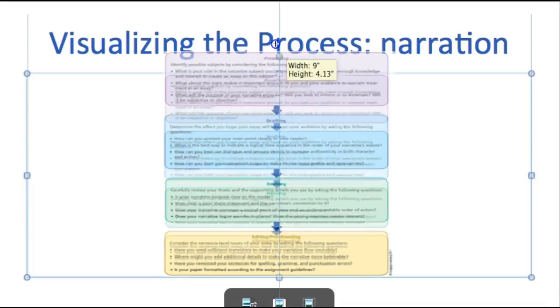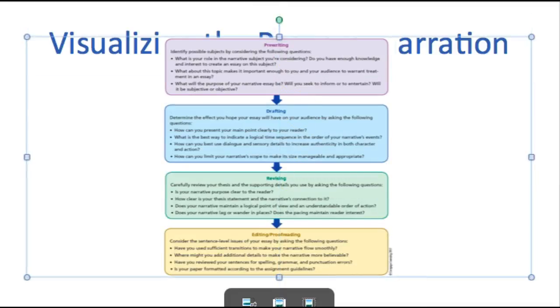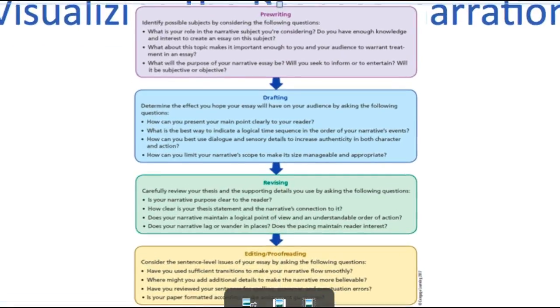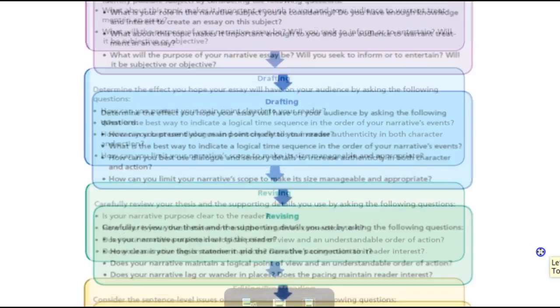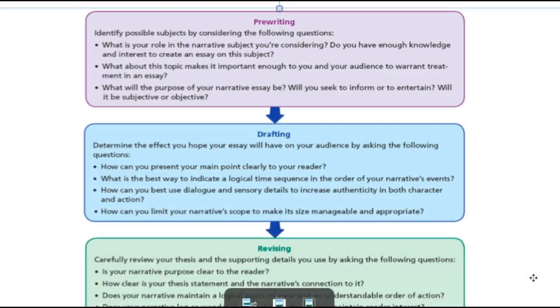Visualizing the process of narration. So with pre-writing, you want to identify possible subjects by considering the following questions. So, if you want to take a look at those. Along with drafting, this will determine the effect you hope your essay will have on your audience by asking the following questions.